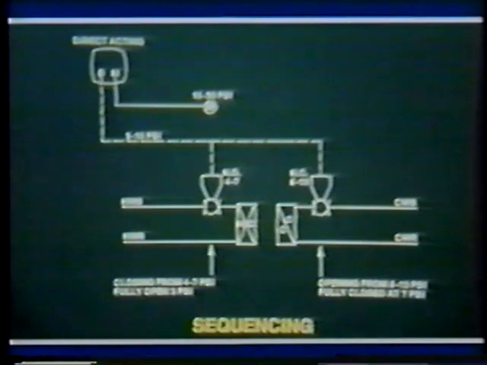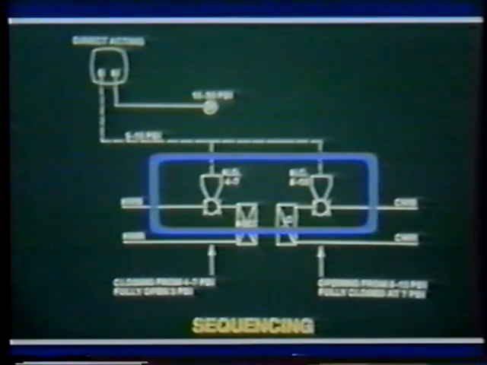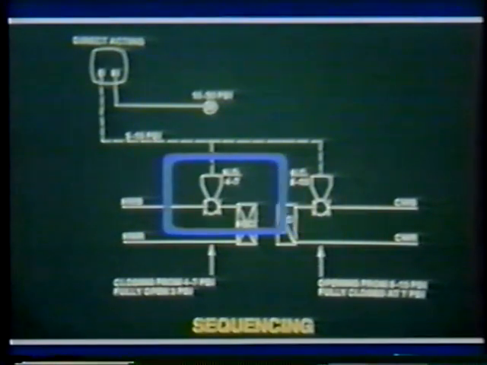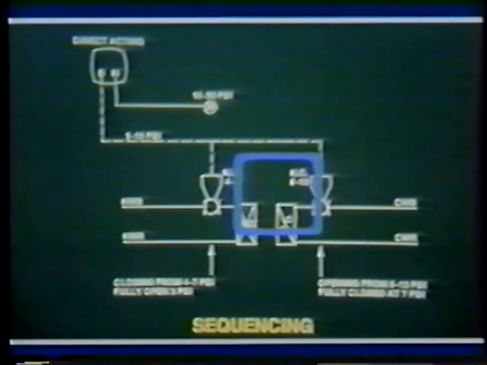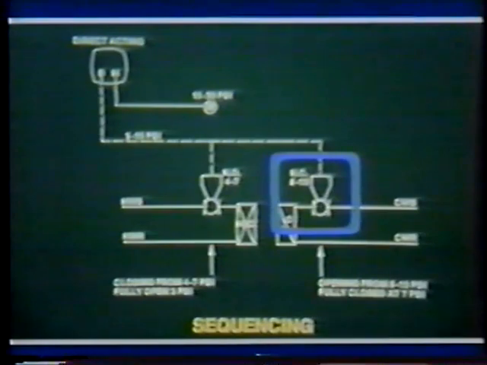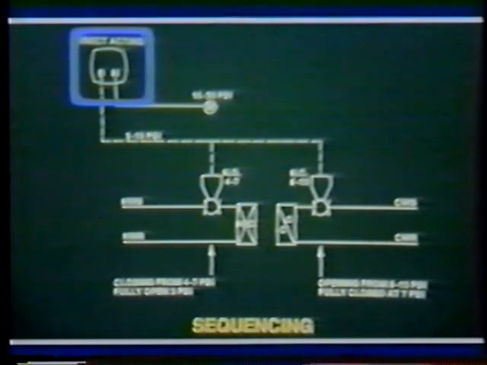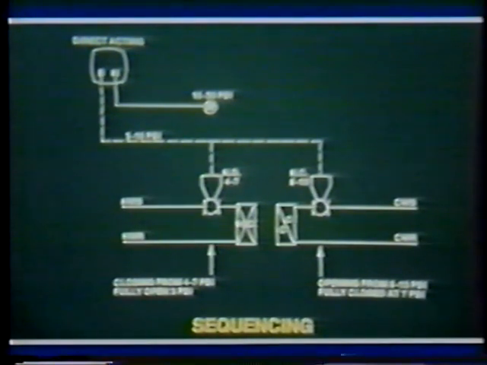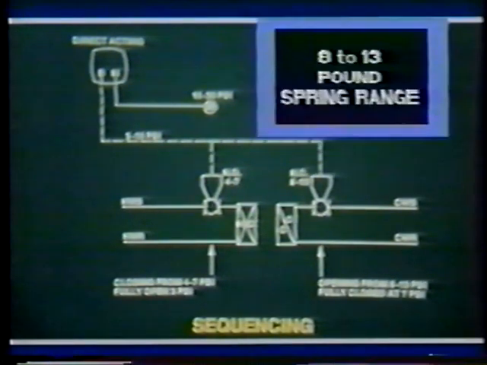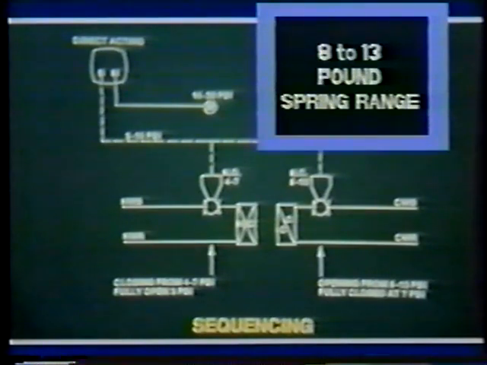This drawing demonstrates valve sequencing. Note the two valves in the drawing: a normally open hot water valve and a normally closed cold water valve. Both valve actuators are controlled by a direct acting thermostat. The normally closed cooling valve has an 8 to 13 pound spring range to hold the valve closed when the signal air pressure is below 8 psig.